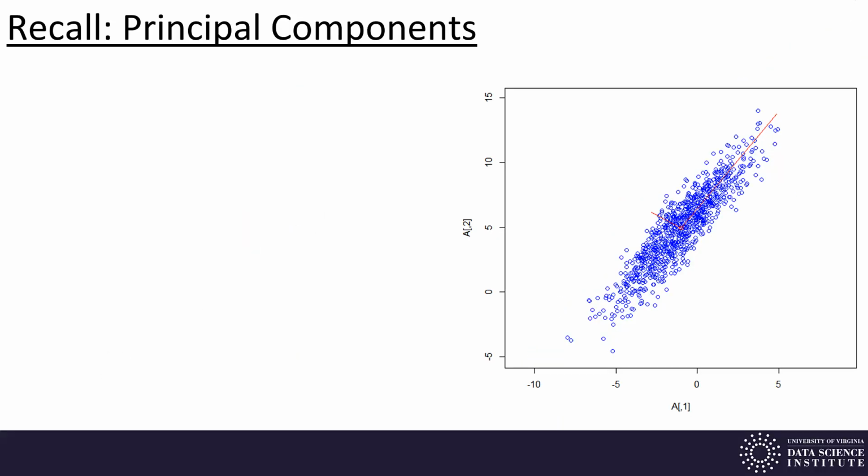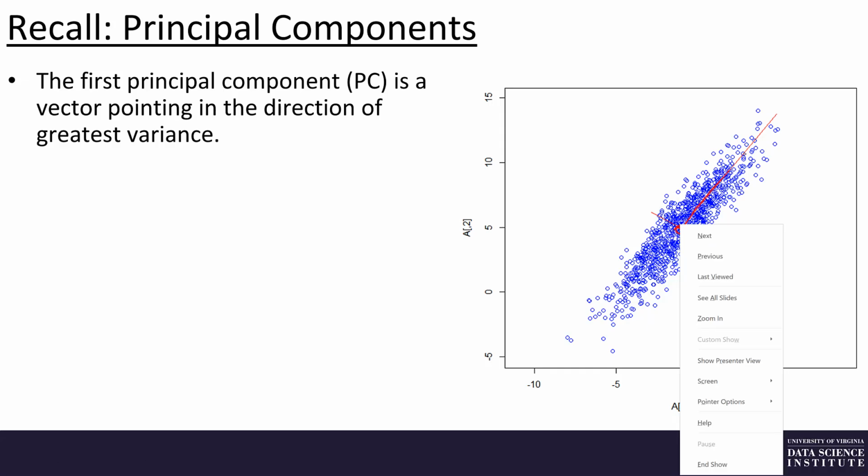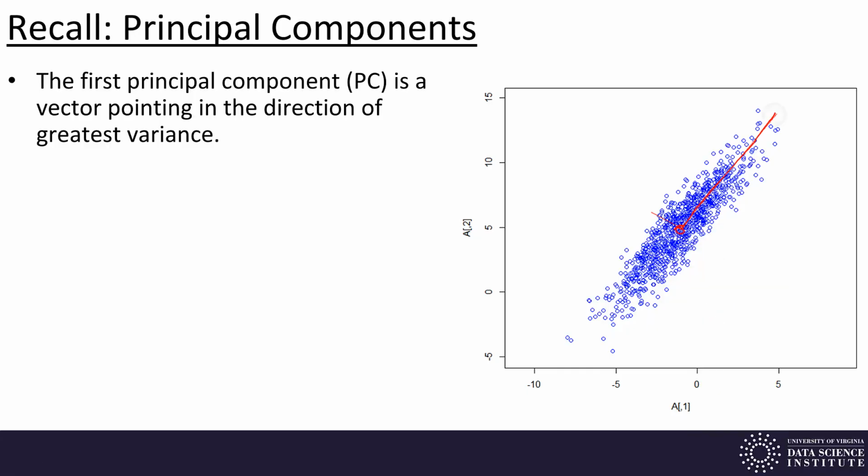So we have here a two-dimensional random normal variable, and the principal components, recall, are the vectors that point away from the mean in the directions of greatest variance. So the first principal component, here's our mean, points away from the mean in the direction of greatest variance. So it's approximately right there. That would be our first PC, or first principal component.